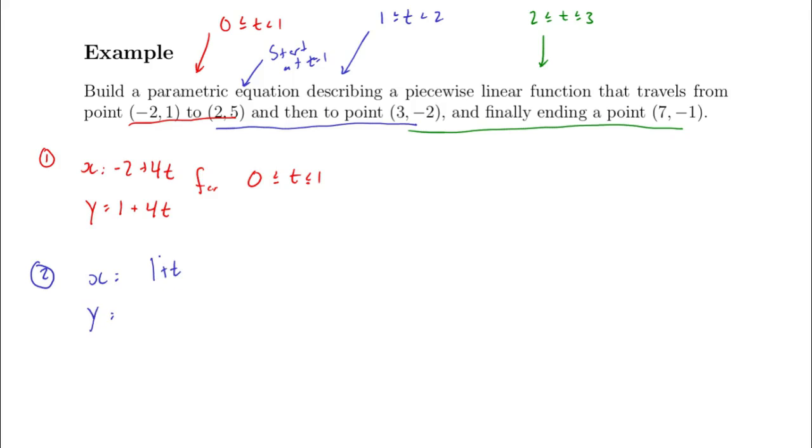Y then similarly is going to be, we've got a rate of change of minus 7. And at t equals 1, I would like the y value to be 5. And so I need something minus 7 to be 5. It's pretty clearly that that's 12. And this is going to be for 1 less than or equal to t less than or equal to 2. Now again, we'll tinker with these inequalities in a second.